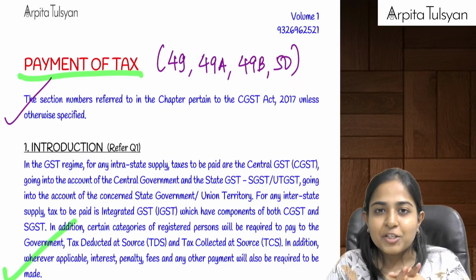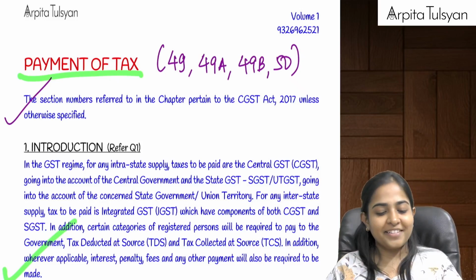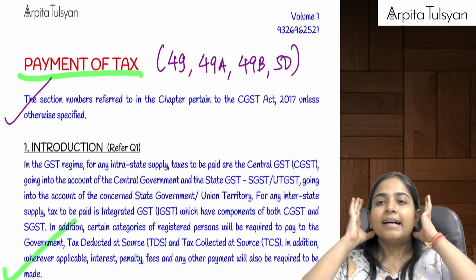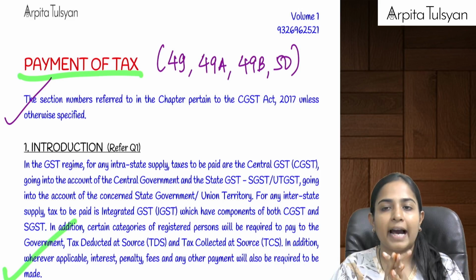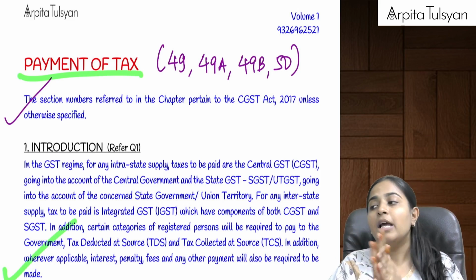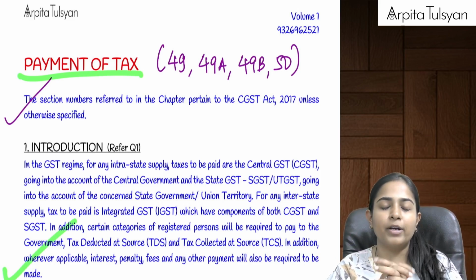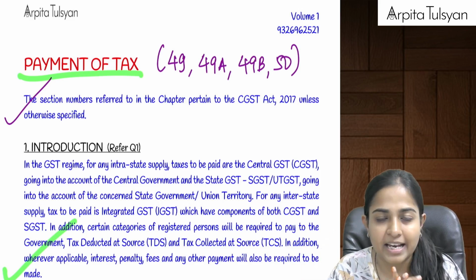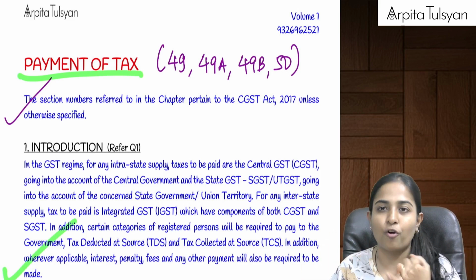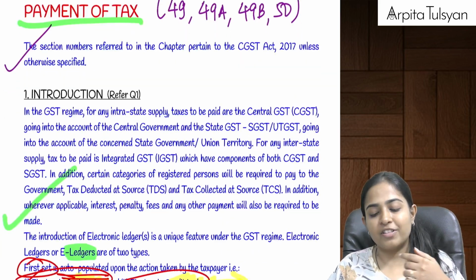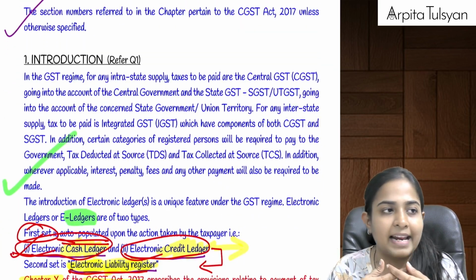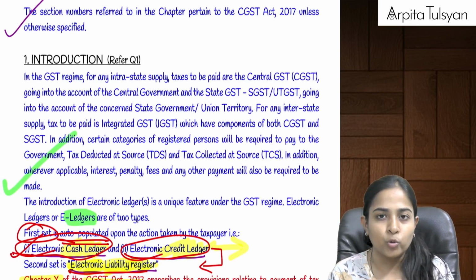Let's start with a super quick revision of the next chapter, that is payment of tax. Simple chapter, small chapter, ranging from section number 49 to 53 actually. But in this particular chapter, we are not going to cover TDS, TCS provisions; I have kept them separate. So we are going to deal with section 49, 49A, 49B and section number 50. And whatever relevant rules, we are also going to do along.